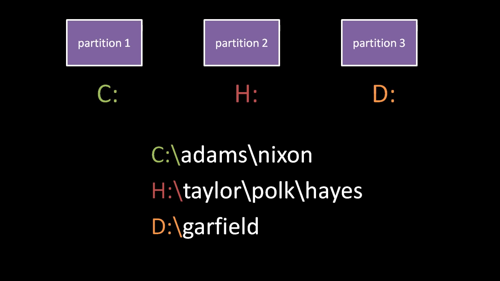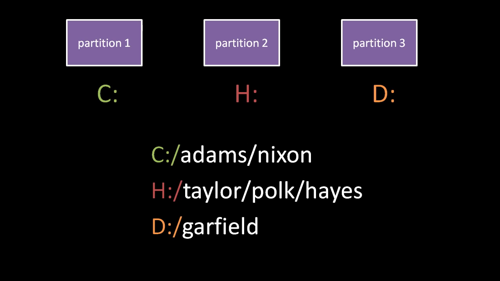The path C:/Adam/Nixon refers to a file or directory named Nixon listed in a directory Adams, itself listed in the root directory on the C partition. The path H:/Taylor/Polk/Hayes refers to a file or directory named Hayes, listed in a directory Polk, listed in a directory Taylor, listed in the root directory on the H partition. The path D:/Garfield refers to a file or a directory named Garfield, listed in the root directory on the D partition. While the preferred convention in Windows file paths is to use backslashes, forward slashes work just as well.